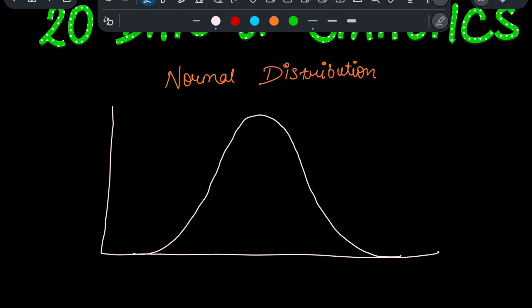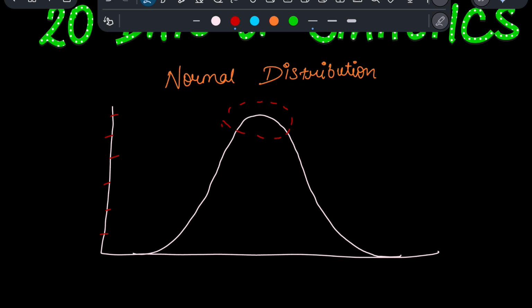As you can see in this graph, most values are clustering around the average, that is the mean, that is here, and values farther from the mean occur less frequently. This is the frequency. And the distribution is symmetric. So let me talk about the real world examples of the normal distribution.